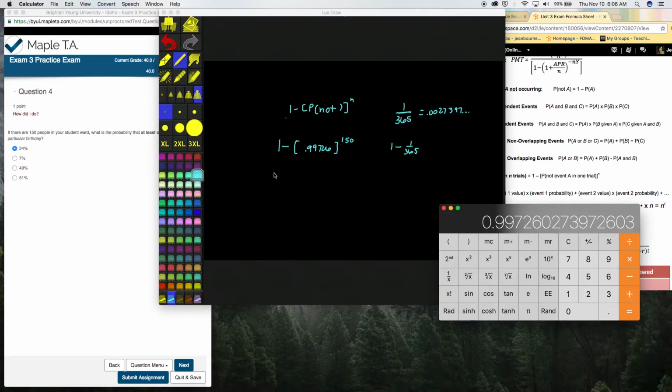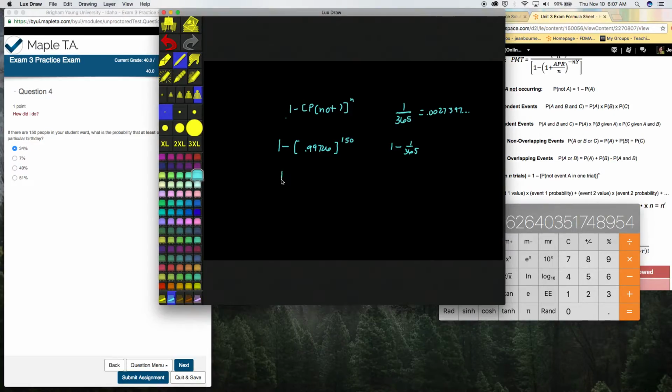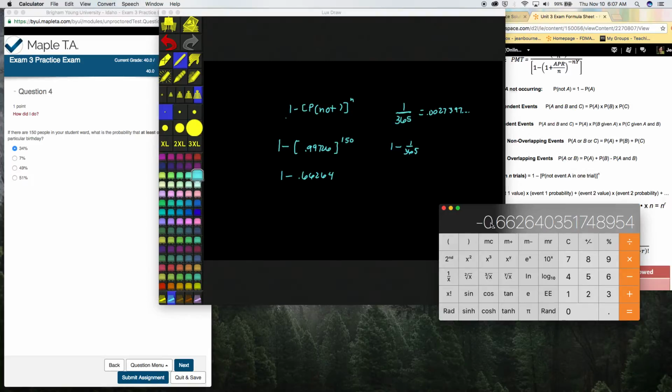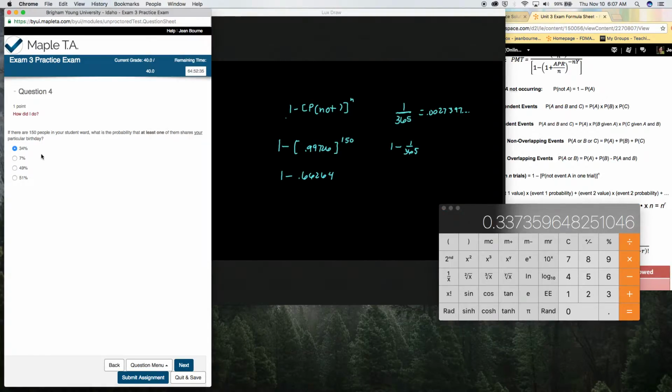So now again, I have 1 minus this number. So first I have to raise this to the power. Okay, don't forget to do that before you do the 1 minus, or you'll get lost. All right, you'll have the wrong answer. So I'm going to raise it to the 150th power using this XY button. And I get 0.66264. So that would be 1 minus 0.66264. And again, I can make that negative and then add the 1. And I get 0.337 or 34%.